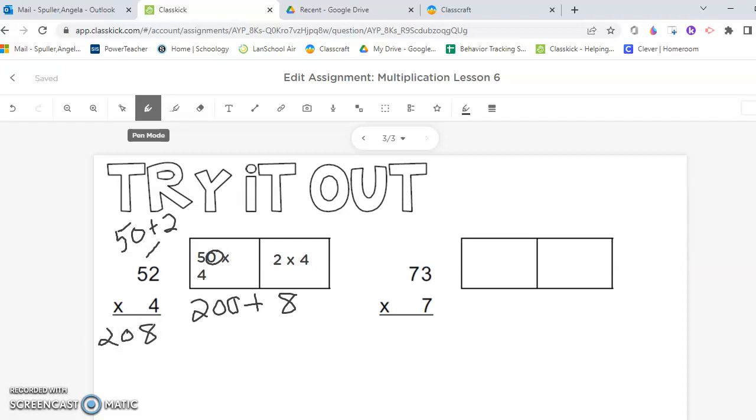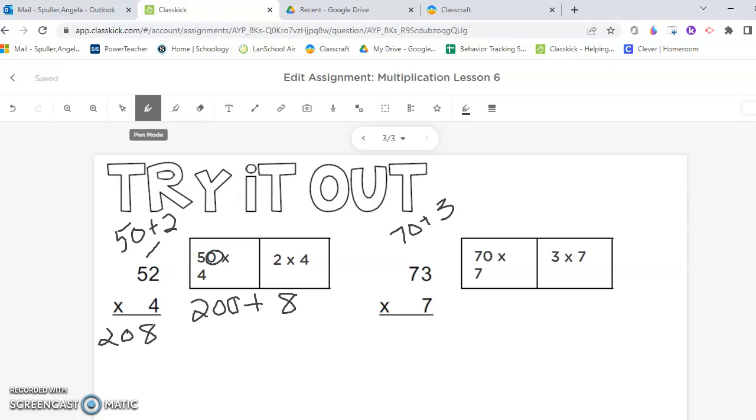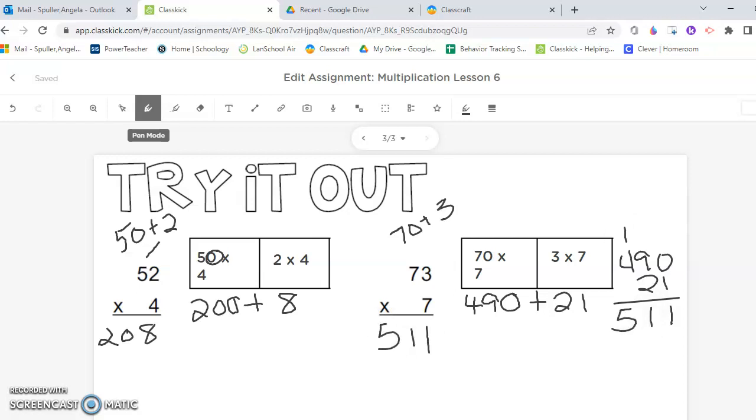Good job. For 73 times 7, you should have said 70 plus 3, and you should have labeled your box to look like this. 70 times 7 and 3 times 7. Okay, so again, 7 times 7 is 49. Bring the 0 with it. Plus 7 times 3 is 21. If I add 490 and 21, I get 511.